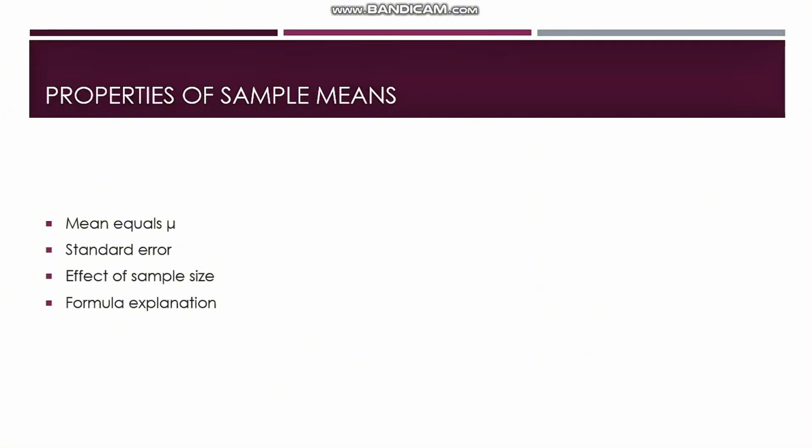The sampling distribution of sample means has important properties. First, the mean of sample means is equal to the population mean. Second, the standard deviation of the sample means is smaller than the population standard deviation. It's equal to sigma divided by the square root of n. This value is called the standard error of the mean.